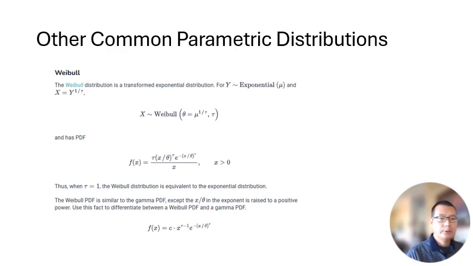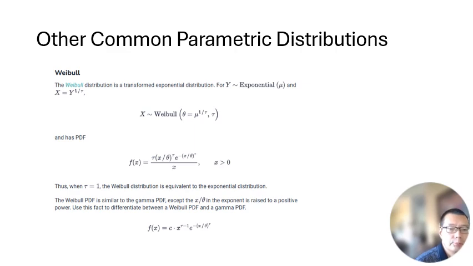The Weibull distribution is a transformed exponential distribution. So for Y following the exponential distribution with parameter mu, and X equal to Y raised to the power of 1 over tau, then X follows the Weibull distribution, with theta equal to mu raised to the power 1 over tau, and tau. So it has the PDF as follows. When tau is equal to 1, the Weibull distribution is actually the exponential distribution.